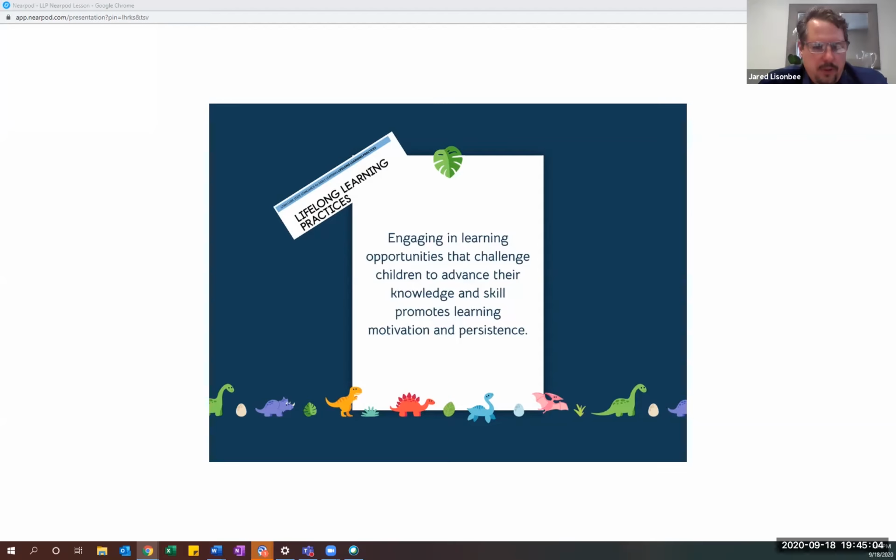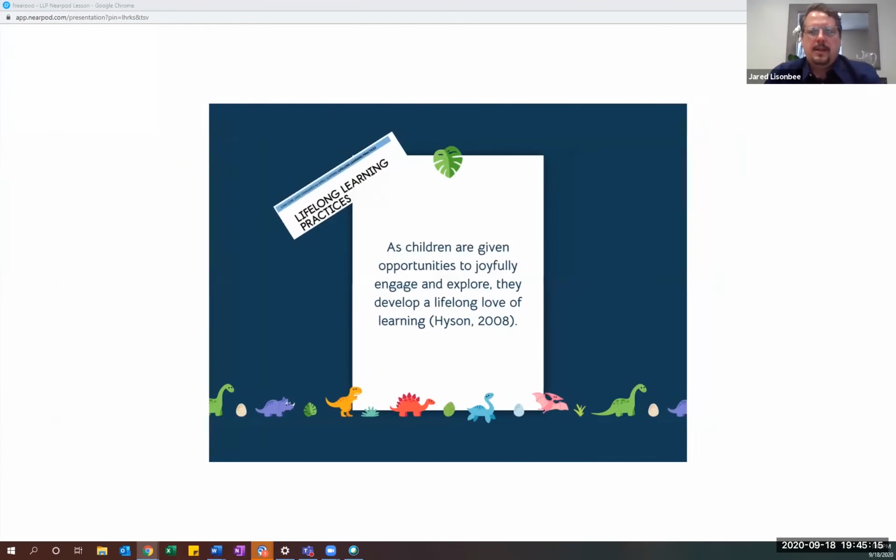Engaging in learning opportunities that challenge children to advance their knowledge and skill promotes this idea of learning, motivation, and persistence. Next slide. As children are given opportunities to joyfully engage and explore, they develop a lifelong love of learning.